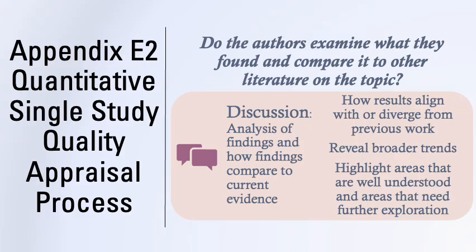Comparing study findings to existing literature is a crucial component of high-quality evidence. Comparing findings helps establish credibility by showing how new results align with or diverge from previous work. Comparing findings also reveals broader trends and helps guide future research by highlighting areas that are well understood and those that need further exploration. When appraising if the authors compared their findings to other literature on the topic, you want to ensure that they are again comparing apples to apples. Is the other literature on the same topic and investigating the same outcomes? How recent was the other literature? Remember, this is especially critical for evolving topics.